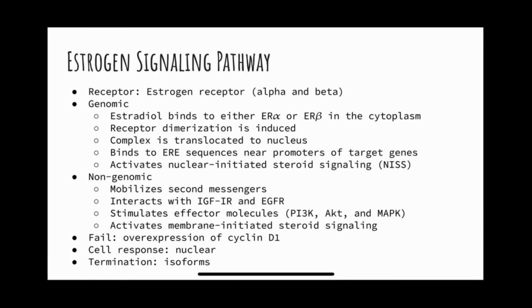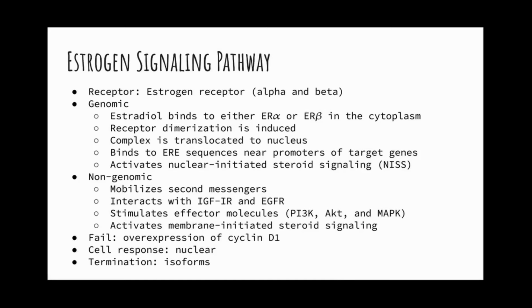The estrogen signaling pathway uses estradiol, which will bind to either estrogen receptor alpha or estrogen receptor beta in the cytoplasm. And this is for the genomic pathway. The receptor dimerization is induced, and then the complex is moved to the nucleus, where it binds to ERE sequences near promoters of target genes, and then it activates the nuclear-initiated steroid signaling.